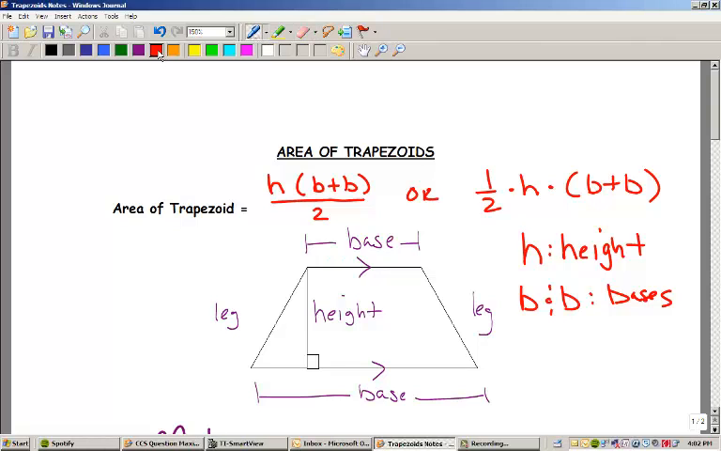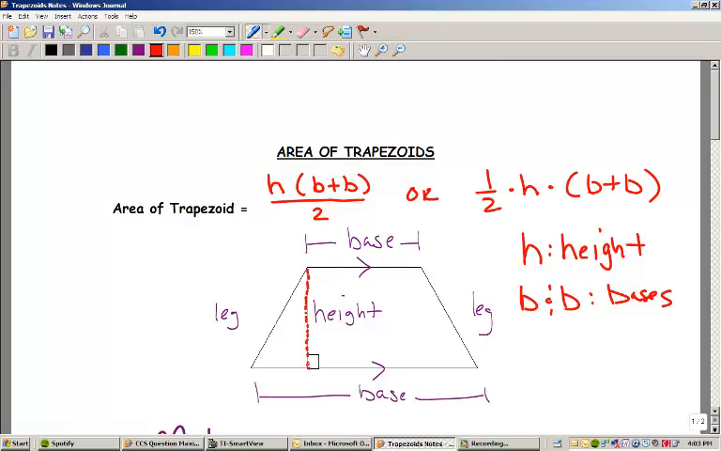Alright, let's talk about some trapezoids today. So a trapezoid is a four-sided figure in which you have one pair of opposite sides that are parallel. Those are going to be called your bases. They also have two sides that are not parallel. We're going to call those the legs. The other important part that we're going to talk about is the height. And the height is a segment that is perpendicular to both your bases.